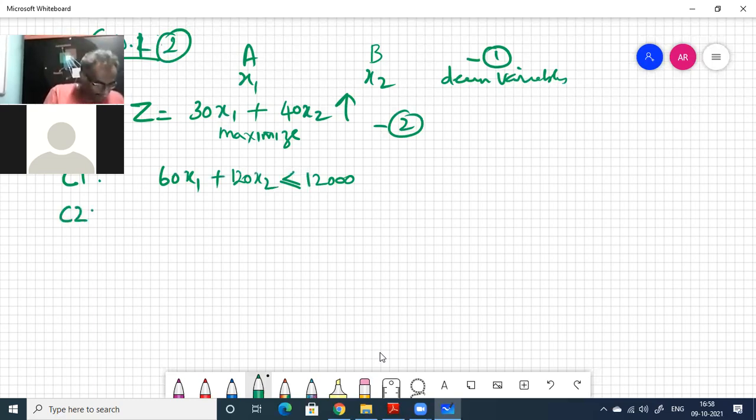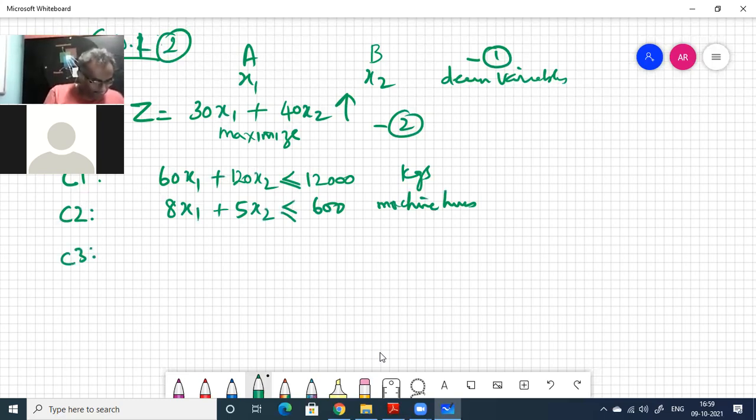Then condition number 2 will be 8 machine hours for how many products? x1 products of type A, plus 5 machine hours for x2 products of type B. Totally it should come to less than 600 machine hours. The first one will be less than 12,000 kgs.